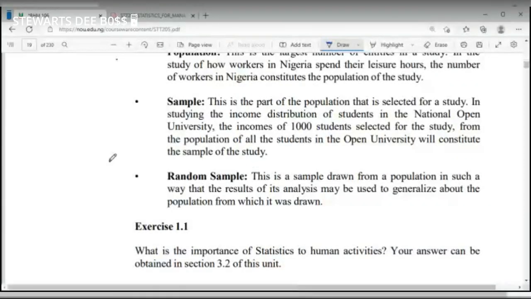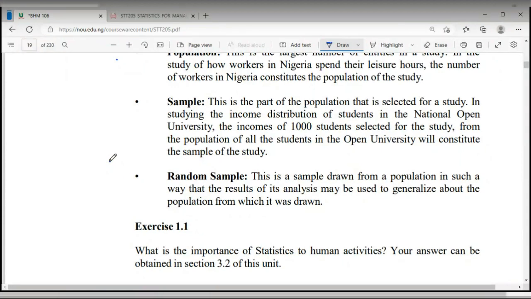But for a sample, you just pick a part. You don't consider any special criteria. For example, I want to carry out research on Open University. It might not be easy for me to gather all the students or all the staff or all the stakeholders of the school. I might just walk into the study center, see some students, and give them a questionnaire to fill. Once they have filled it, I just move on. I use their input to make my analysis, and that is it. So what I used there was just a sample, as a part of the population.